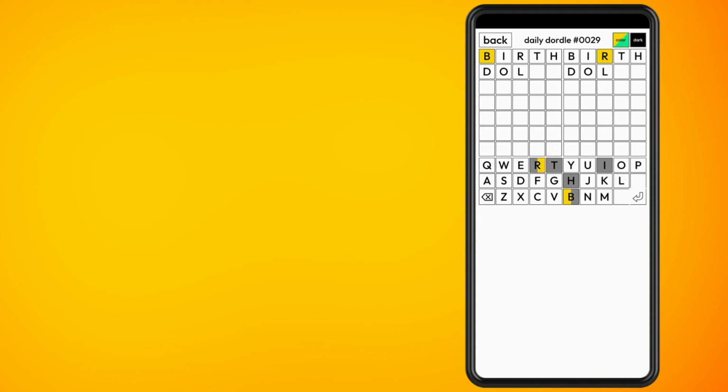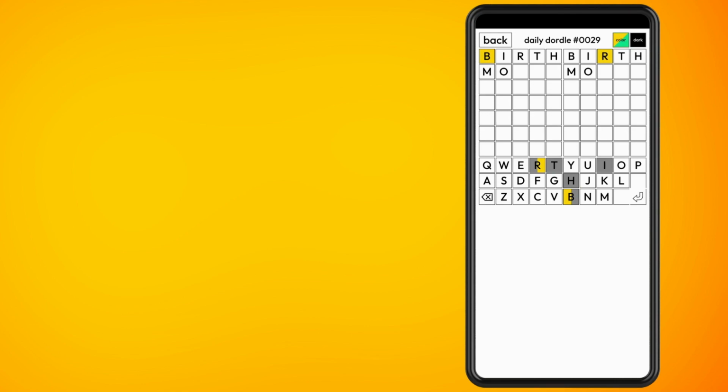Dordle has two different modes. You have free play and daily modes. The daily mode and free play work the same way. The only difference is that in daily mode, players have the same word as everyone else for the day. Free play mode endlessly brings up random puzzles.